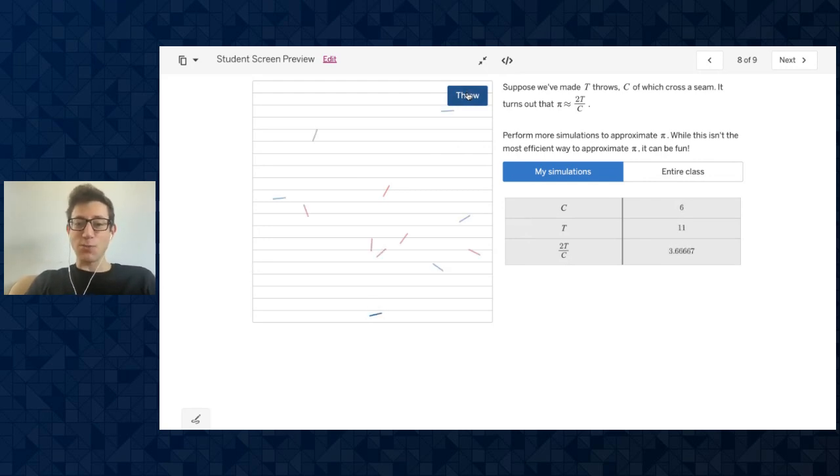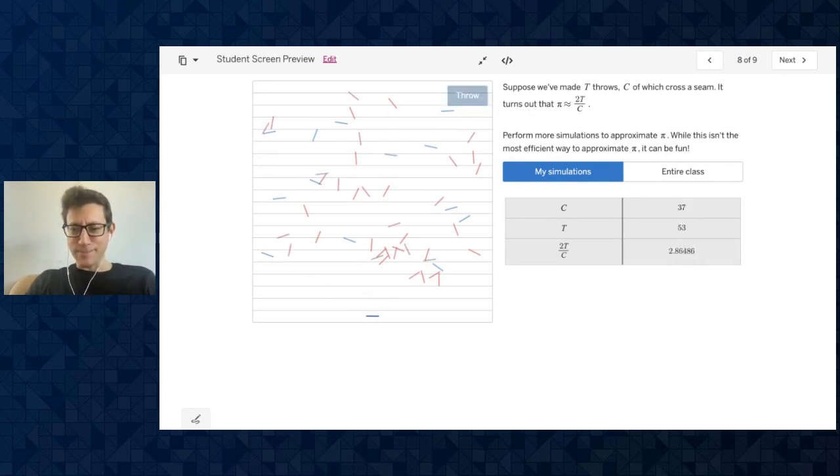They can just mash this throw button over here. And lo and behold, 2t, 2 times the number of throws over the number of crossings, looks a little low, a little high, it varies. But over time, that will converge very, very, very slowly to pi.